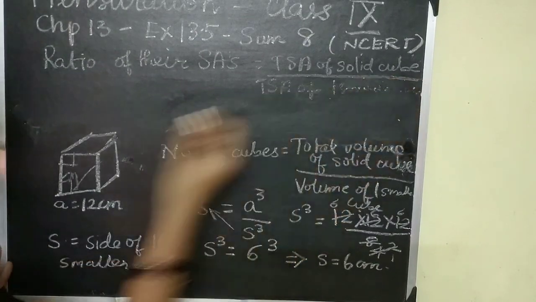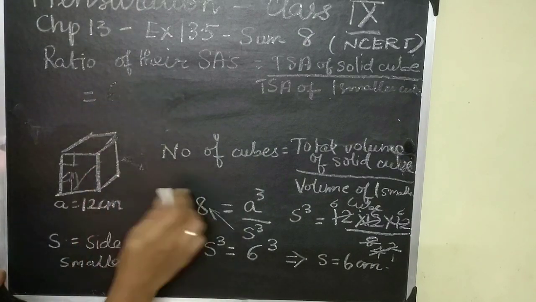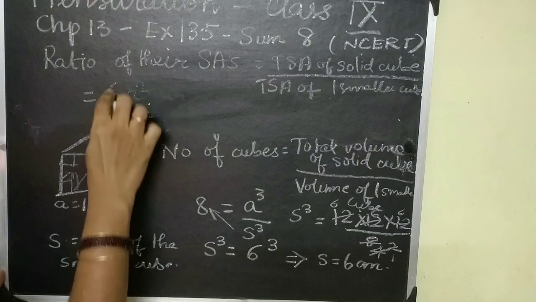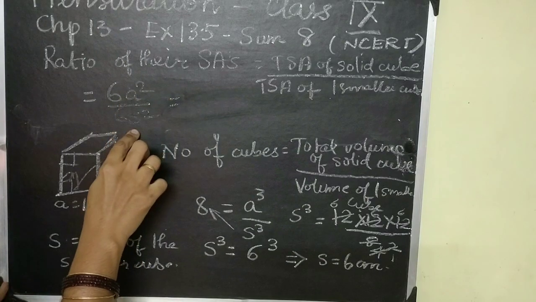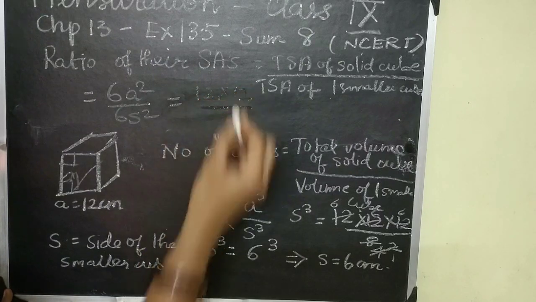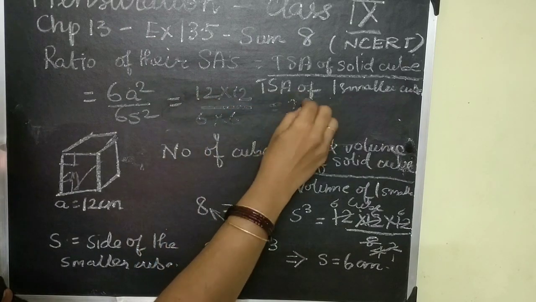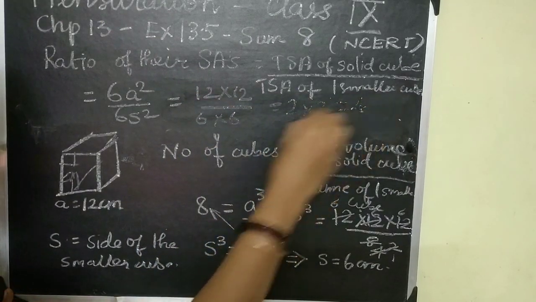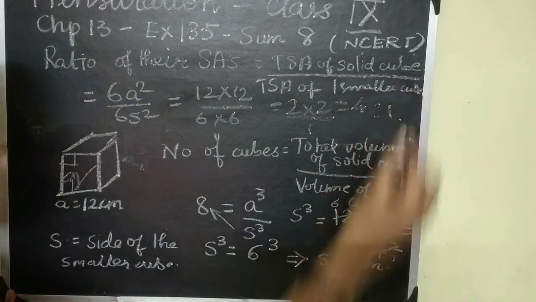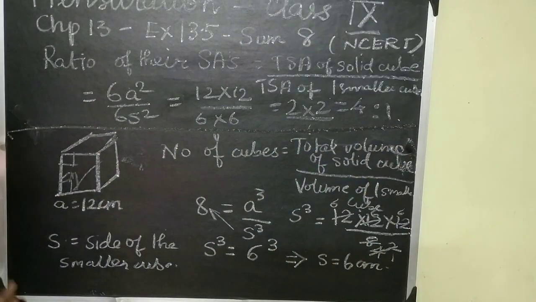So now again, what is the TSA of a cube? It's 6a square. So here a means 12. So 6a square by 6s square. So 6 and 6 get cancelled, and so a square by s square alone is remaining. A we know is 12. So 12 into 12 divided by 6 into 6, which is nothing but 6 2s are 12, 6 2s are 12. So 2 into 2, which is equal to 4 divided by 1. And since it is a ratio, you are converting this division into is to. So 4 is to 1. So that is the ratio of the surface areas.